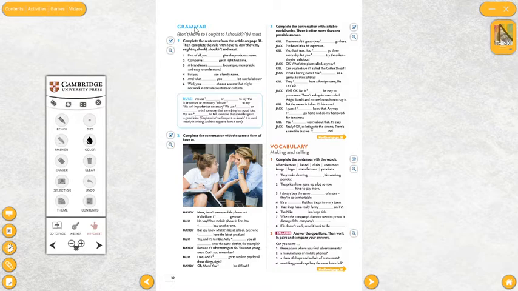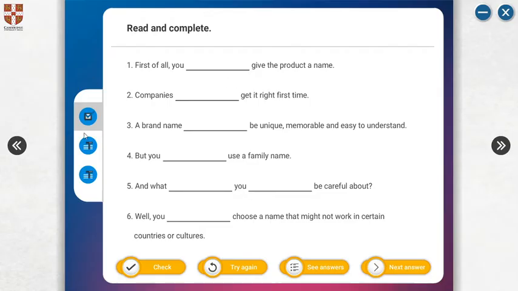Look at here, page 32 and grammar parts. Have to, ought to, shouldn't, or should or must. Look at here. For the first question, first of all, you give the product a name. Which one can we use? Yes, must. Companies get it right first time. Yes, have to. A brand name ought to be unique, memorable, and easy to understand. But you don't have to use a family name. And what do you have to be careful about? Well, you shouldn't choose a name that might not work in certain countries or cultures.